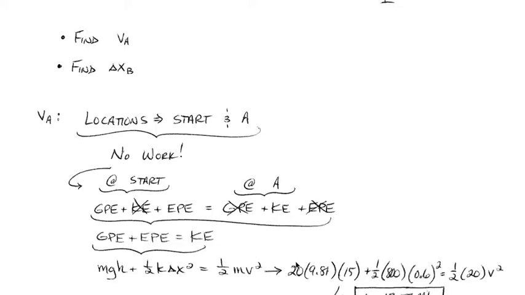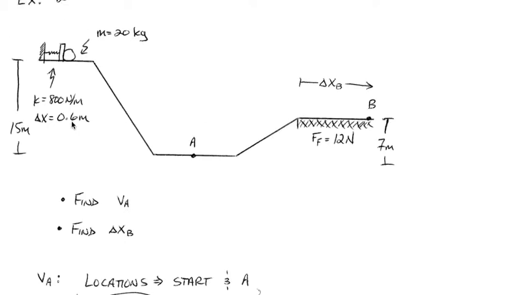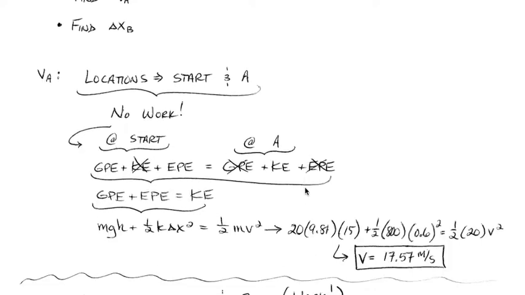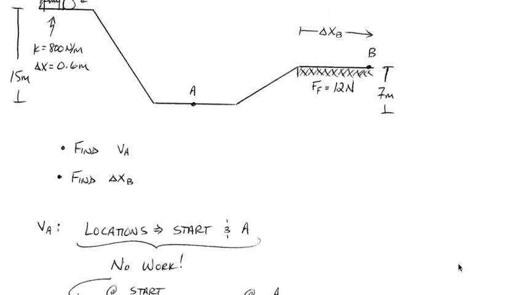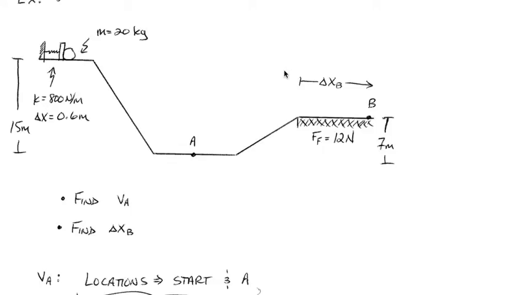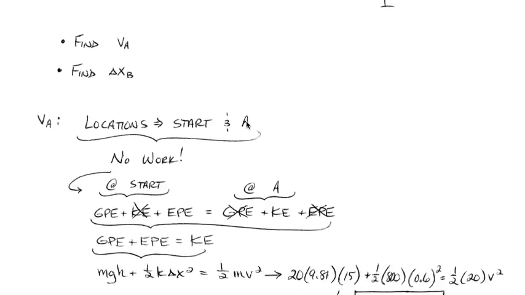Plugging in everything that's known, we have the mass, gravitational acceleration on Earth, and the height of 15, plus 1/2 the k value of 800 times the compression, which is 0.6 squared, must equal half the mass times the velocity squared. Plugging that all in correctly, I should find that the object travels at 17.57 meters per second. The trickier part comes here, determining the stopping distance. But again, it's no different than the previous examples in terms of how we solve it.